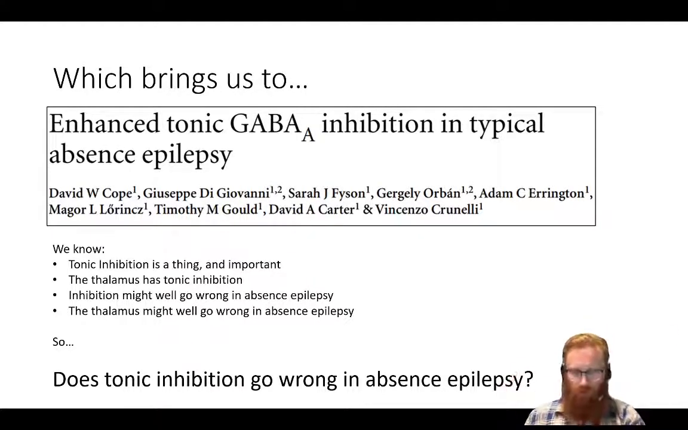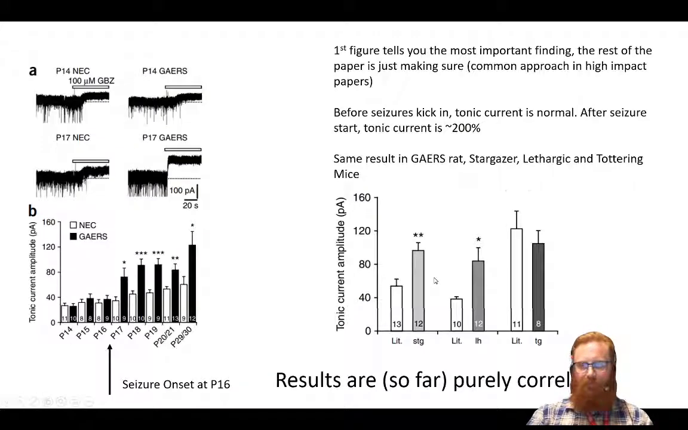So that's the backstory. Here we are now. So we know tonic inhibition is a thing. We know it's important. We know the thalamus has tonic inhibition. We know that inhibition can go wrong and cause absence epilepsy because there's a mutation in the gamma subunit of the GABAA receptor that causes absence epilepsy. And we know that the thalamus might go wrong in absence epilepsy. So does tonic inhibition go wrong in absence epilepsy?